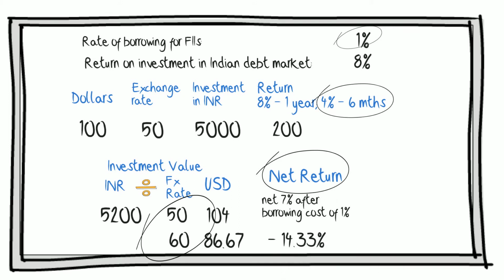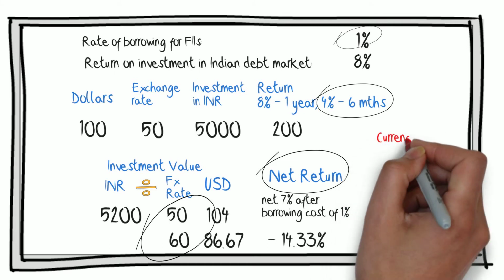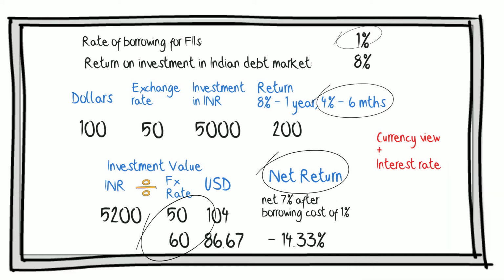The depreciation in the currency is higher than the difference in interest rates between the two markets. So, global investors will not look at interest rate alone, but they'll also take a view on the currency. If the currency is expected to depreciate even more than the difference in the interest rate, they will pull out money. That is why FIIs were net sellers in the Indian debt market in July 2013 when the rupee depreciated sharply.